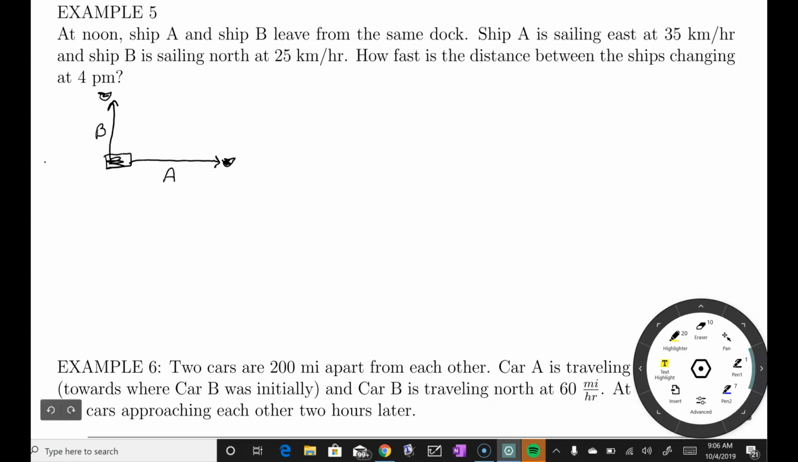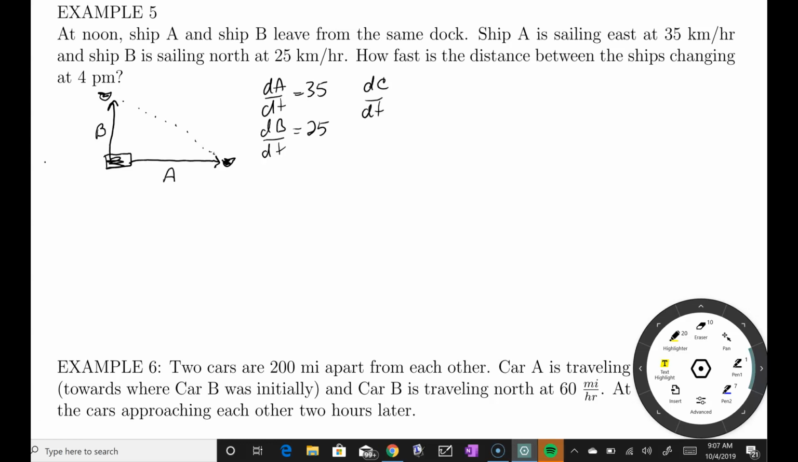So they're giving us two rates this time. dA over dt is 35, it's getting larger, and dB over dt is 25, that's getting larger. And what are they asking us to find? The rate the distance between them is changing, so find dC over dt.